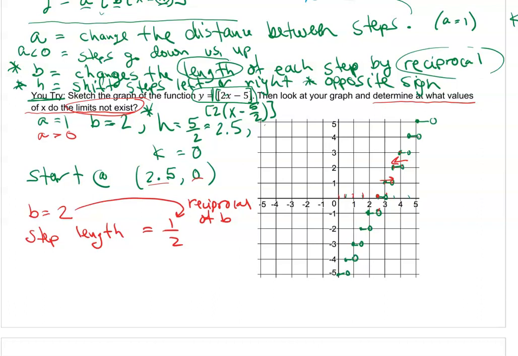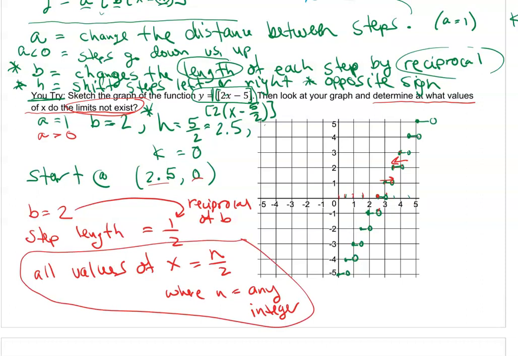So the places where the limits would not exist, there's infinitely many of them. It's at all the values of x equal to n over 2, where n is any integer. So 1 over 2, 2 over 2, 3 over 2, 4 over 2, 5 over 2, etc. That will help us quickly determine where the breaks and steps are. Then that's how we can quickly determine where our limits are not going to exist for this type of function.